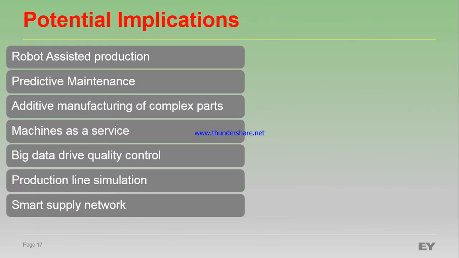And these are the potential implications of Industry 4.0. Where do we use it? These are robotics, mechatronics, robot assisted production, predictive maintenance, and additive manufacturing, where complicated parts can be designed very easily, and we have already gone through session 1 and session 2.